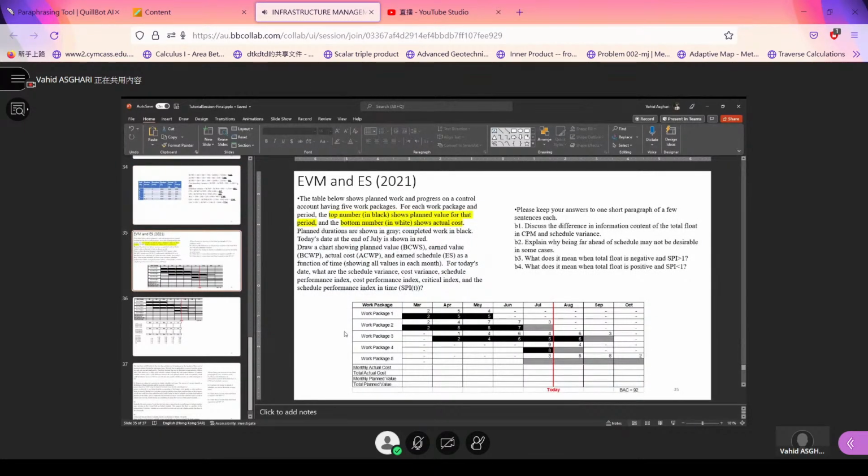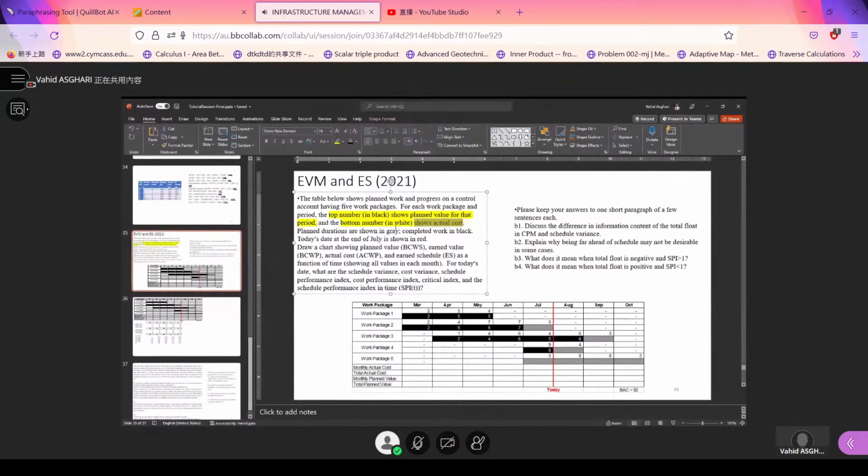In 2021, there was another question. It could have been a little bit daunting at the moment when you first see this question, but it is not. Let's see what the question wants from us. The table below shows planned work and progress on a control account having 5 work packages. For each work package and period, the top number in black shows the planned value, and the bottom number in white shows actual cost.